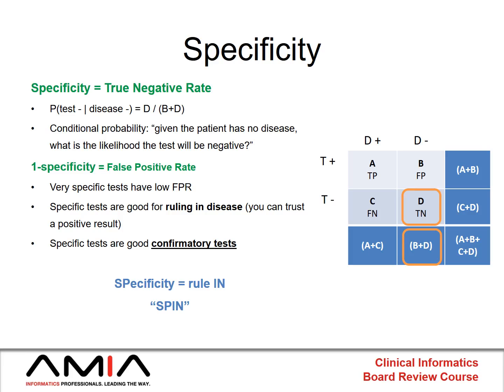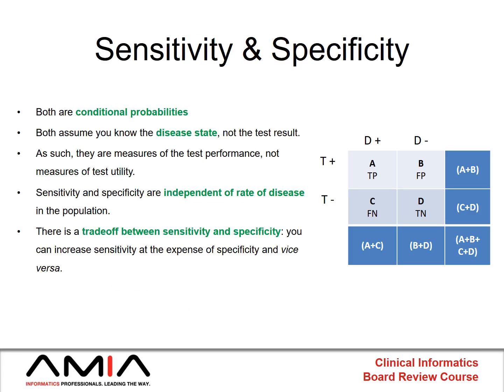So now we've seen how highly sensitive tests benefit from having a low false negative rate, and highly specific tests benefit from having a low false positive rate, which makes sensitive tests good for screening and specific tests good for confirmation. So here's the important things you have to remember about sensitivity and specificity. Both can be phrased as conditional probabilities. Both assume you know the disease state, not the test result. And because of this, they're measures of the test's performance, not measures of the test's utility. In other words, they're useful when you're trying to select the test. They're less useful when you're trying to interpret the result.